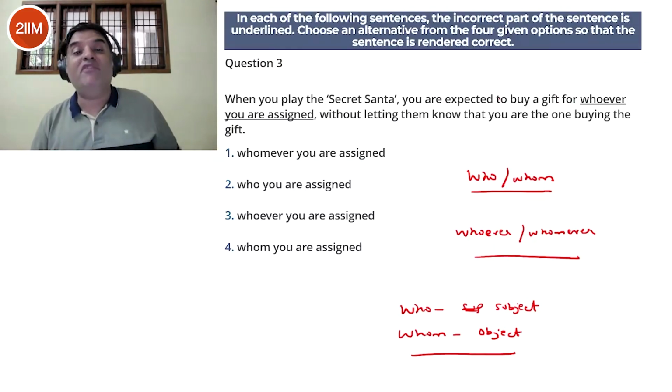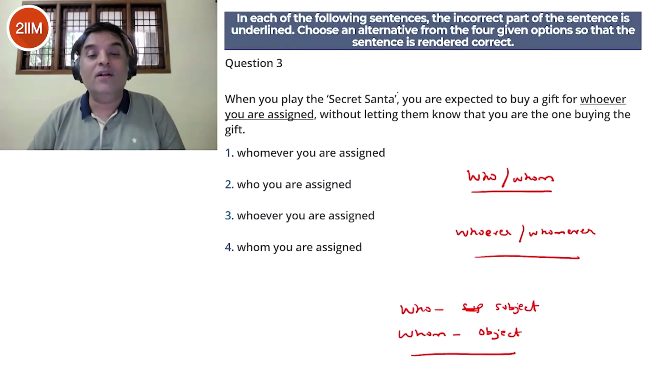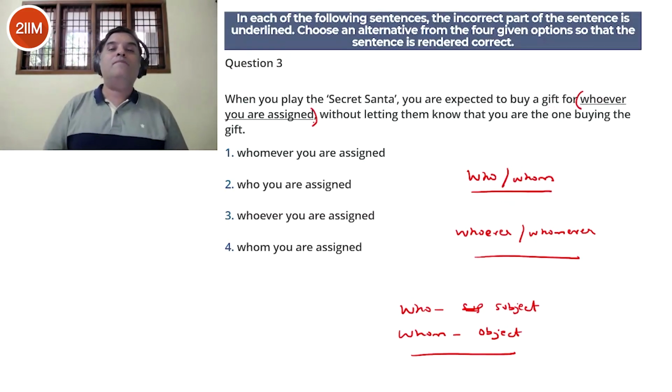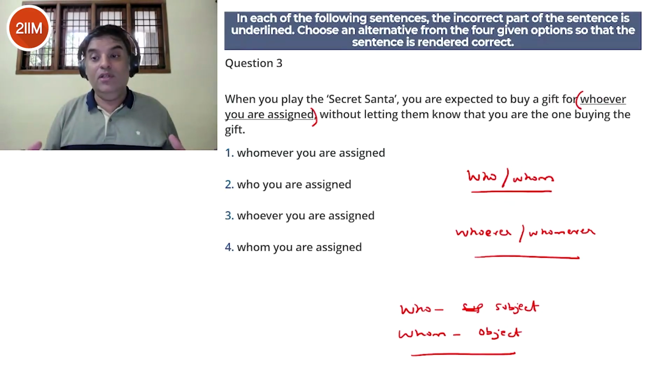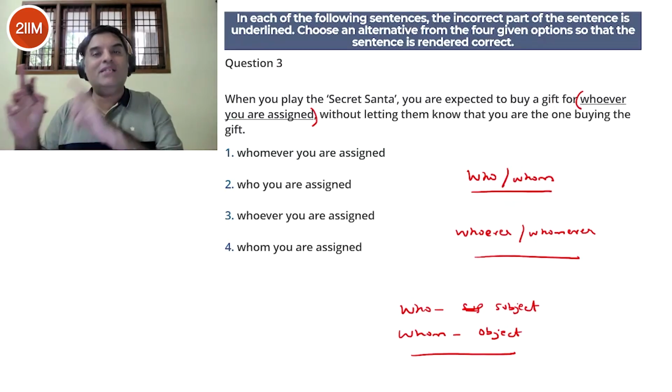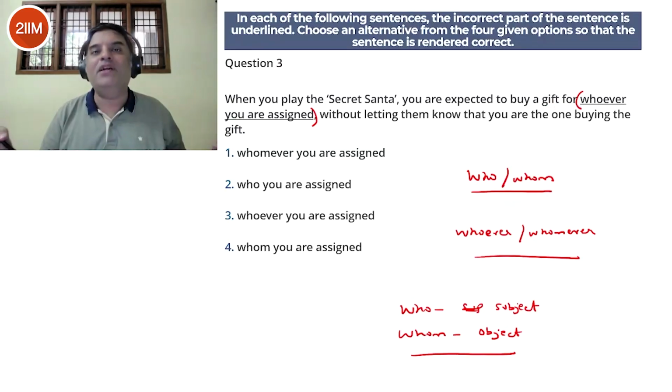This question is very, very tricky. Okay, so pay attention. When you play the Secret Santa, you're expected to buy a gift for whoever you're assigned. Now, remember, when you're identifying the subject and object, do that for independent clauses. If you combine clauses, it's going to confuse you. So here we have whoever you are assigned, and that is a separate clause.